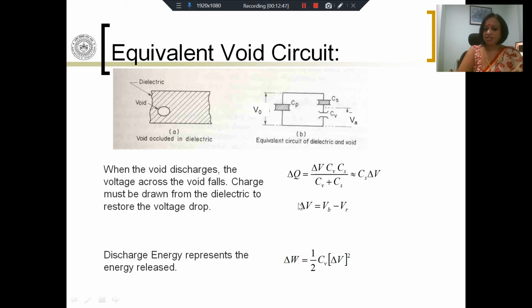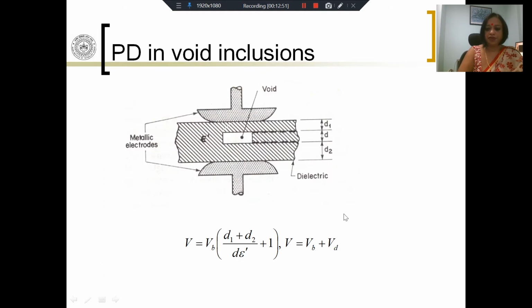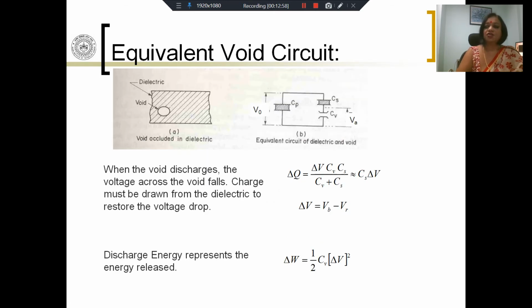How much is delta V? Delta V is VB minus VR. If you remember in the previous slide, we said that VB is the potential that appears across the void at the instant that breakdown happens. That's why it's called VB. I've used the suffix B to indicate that the voltage across the void is equal to the voltage that is necessary for breakdown. So breakdown voltage. So VB is the voltage across the void. As soon as the voltage across the void is VB, the void discharges.